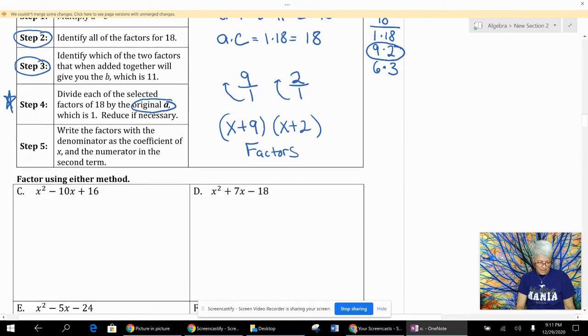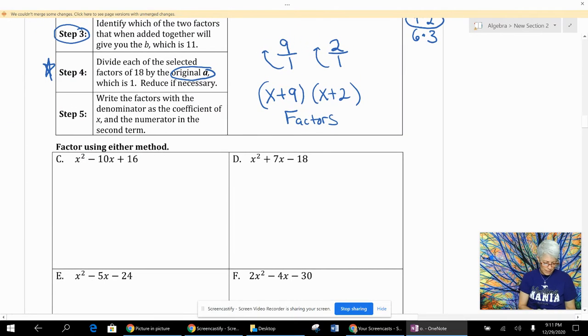Let's keep going. Let's do another one. I'm going to try to move a little bit faster. A is 1, B is negative 10, C is 16. A times C is 1 times 16, which is 16. The GCF, I forgot, let's check. There is no GCF. Always want to check for that.